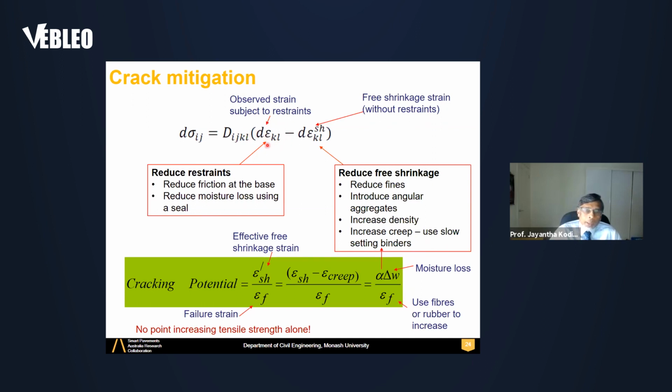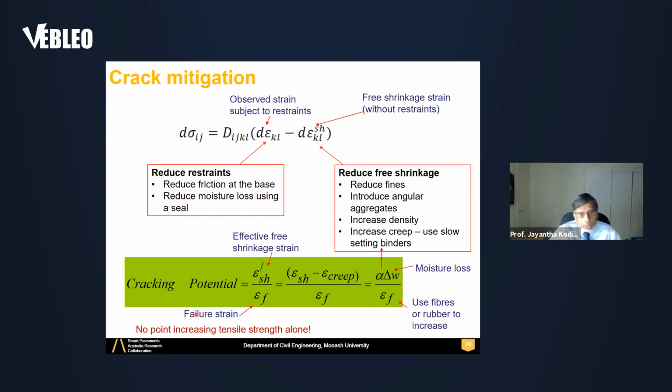On the other hand, you can reduce the restraints or increase the observed strain. So reduce the friction at the base, so free shrinkage can take place more. Reduce moisture loss using a seal. So you can see here, moisture loss is important. If you can reduce moisture loss by putting a seal, you can reduce the stress development and potential cracking.